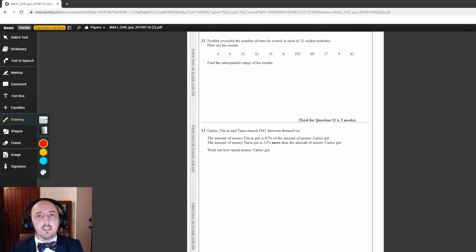In question 12, we have some data that we have to find the interquartile range. So we're going to rearrange these in numerical order, and then we can start to find the median, the upper quartile, and the lower quartile. So we've got to just be a bit systematic with these, making sure that we're not missing any out. 1, 2, 3, 4, 5, 6, 7, 8, 9, 10, 11.